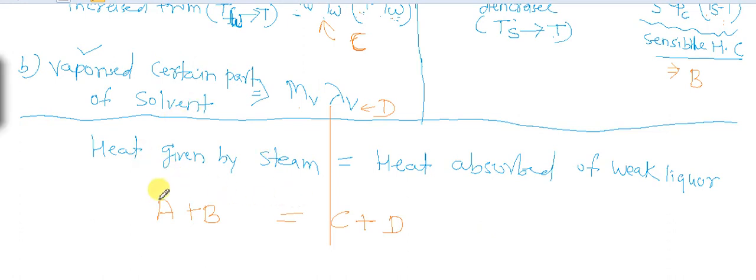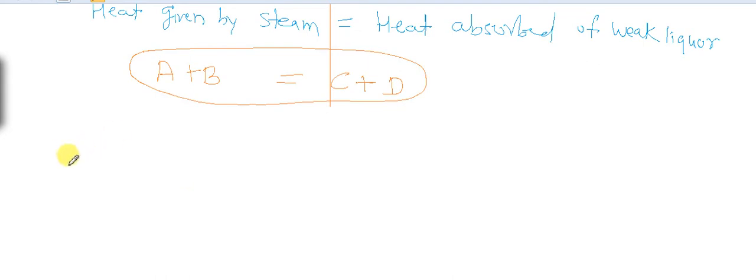Okay, so this equation is very important. Heat given by steam is equal to heat absorbed by weak liquor. Okay, and this equation is important in the design of heat exchanger. So next part, design equation of evaporator.